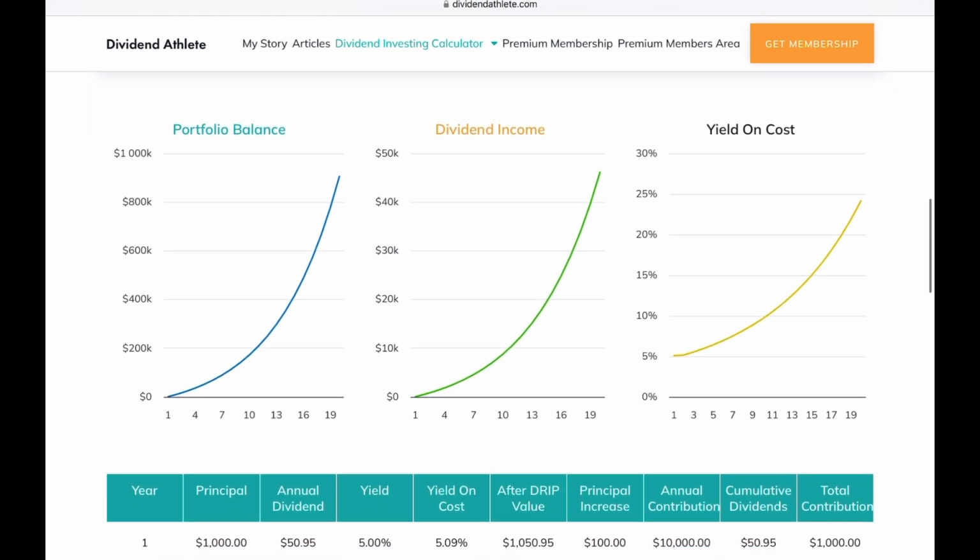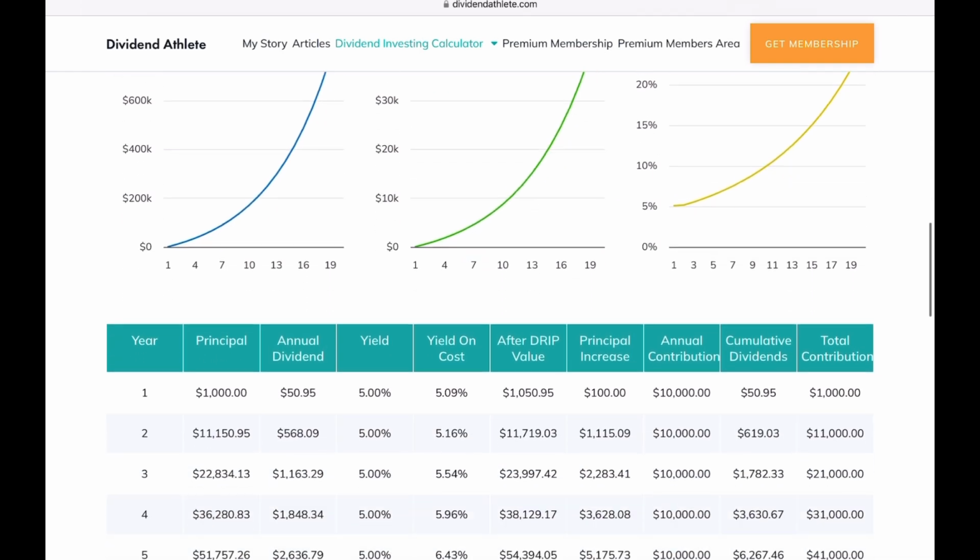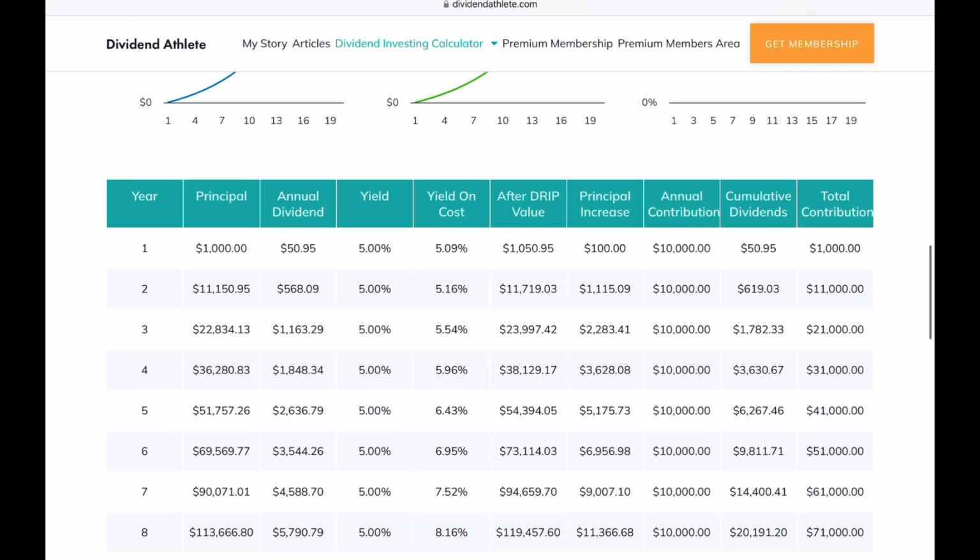So we're looking at it from this perspective to understand exactly what we would see for payouts. I'm going to scroll down so we can look at year one. We're starting very modestly with that $1,000 principal investment. You're going to see the annual dividend would be $50.95 with a 5% yield, and then the yield on cost at 5.09. After DRIP, it would then be $1,050.95. The principal increase is $100. That annual contribution, again, $10,000. And then we're looking at the cumulative dividends and the total contribution. So that's just for year one.